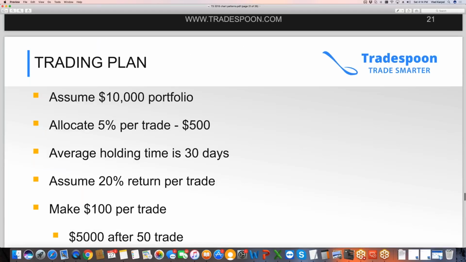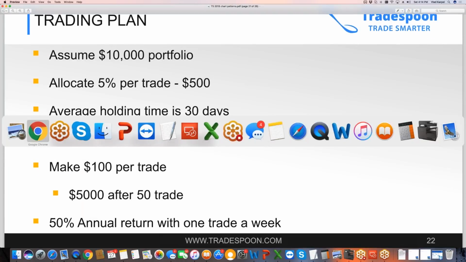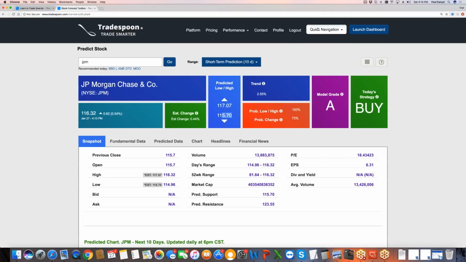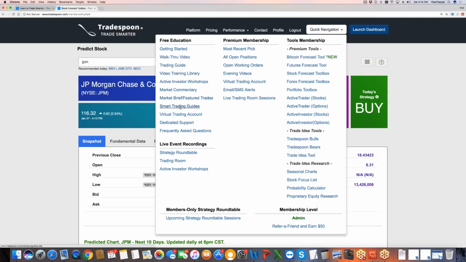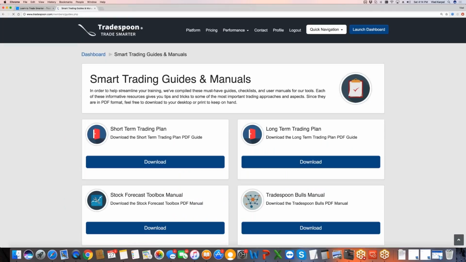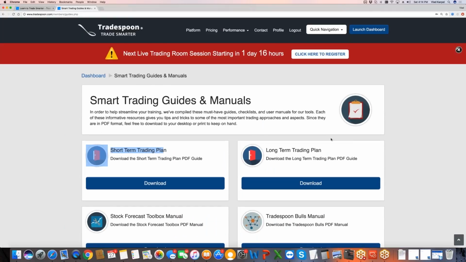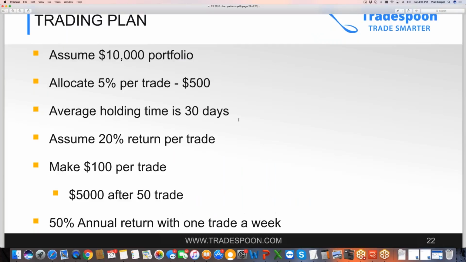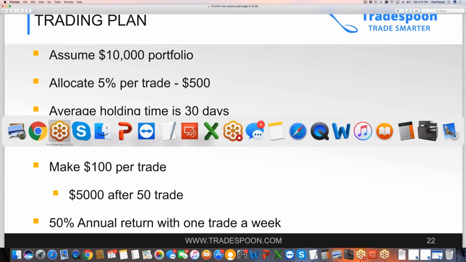And again, very important to have a trading plan. So a TradeSpoon question was, what about long-term signals? So we have smart trading guides, and we do have a trading plan for day traders, so short-term trading. We also have a long-term trading plan for swing traders and long-term traders. These models that we created, we have optimized for both short-term trading and for long-term trading.